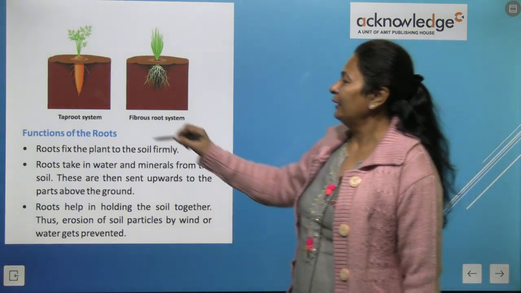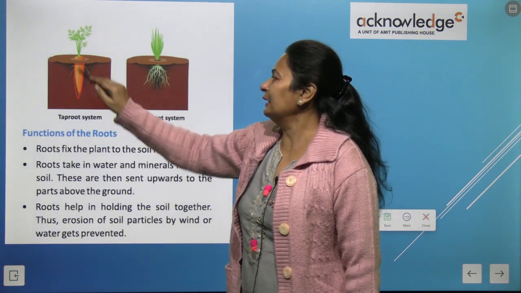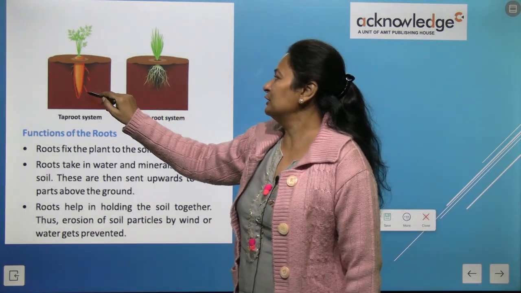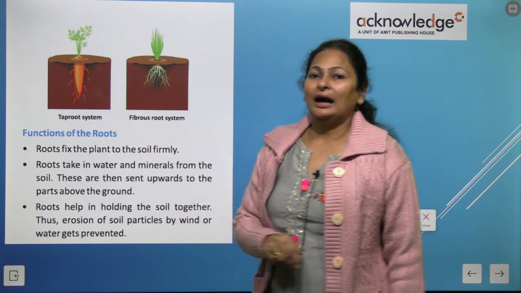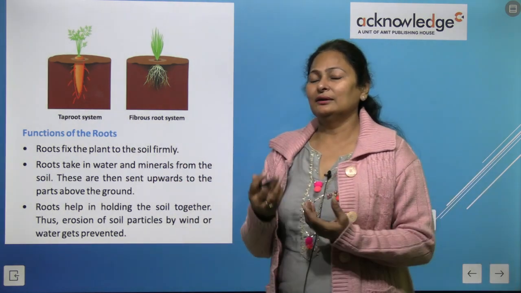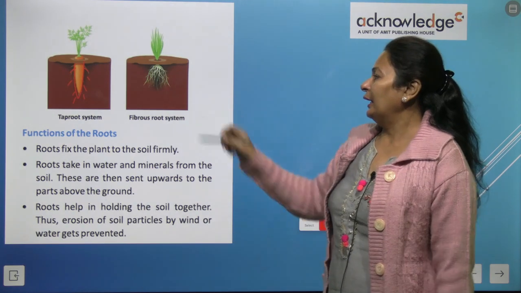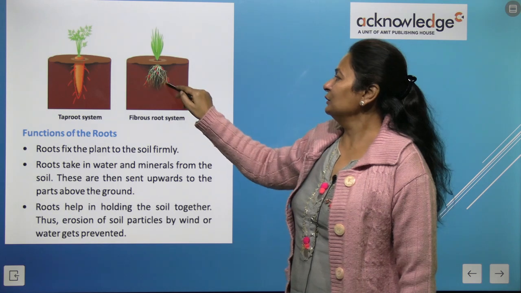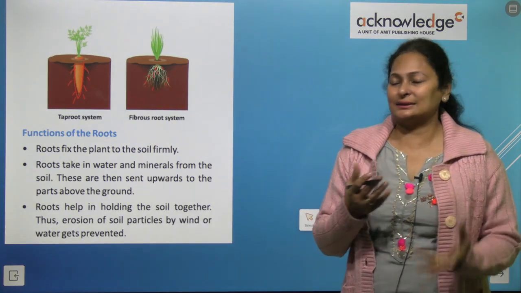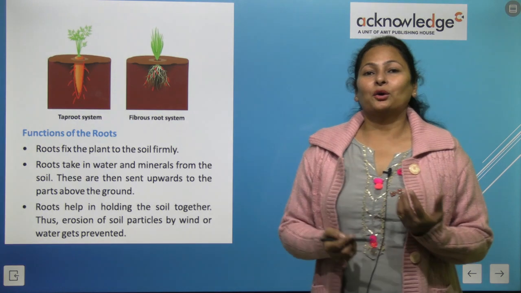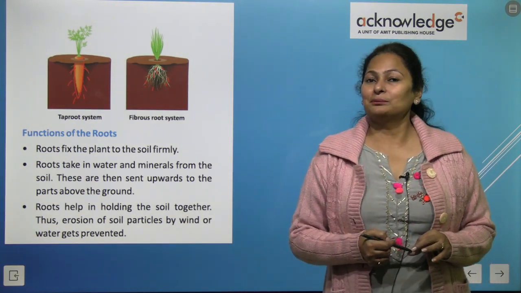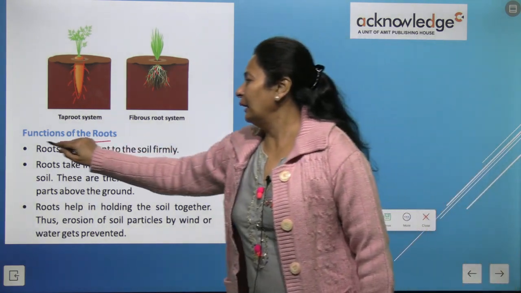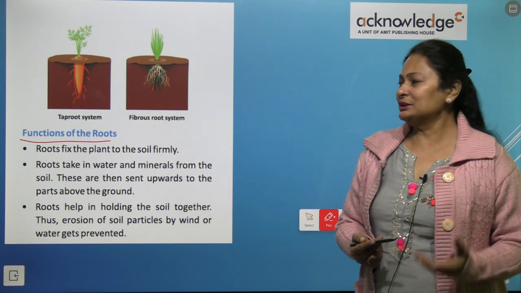You can see here the taproot has a single root, or you can say this is the main root, and so many small roots have grown from the main root, right? And in the fibrous root system, there is no main root, and the roots have grown in a cluster, right? So this is called the fibrous root system, and the other one is the taproot system. Now we will study the functions of the roots, right?